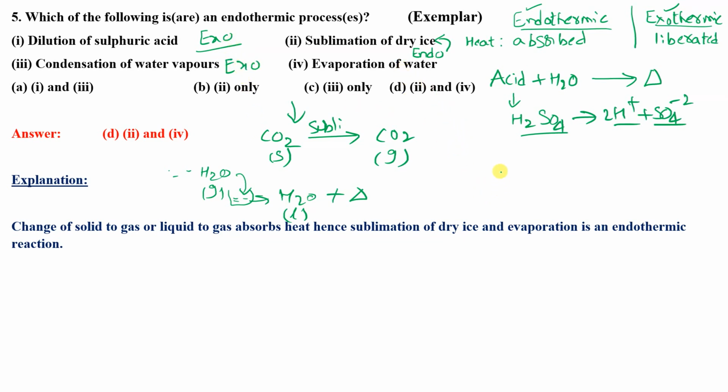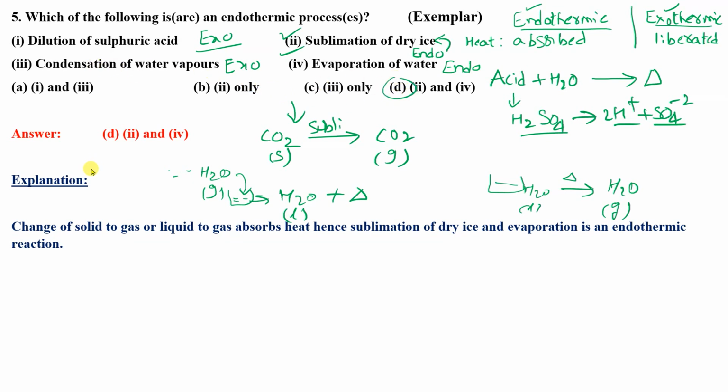Next, evaporation of water. It's the reverse of condensation. We have water in liquid state. We are heating this. It converts to H2O, but in gaseous state. That's evaporation of water. So that means we are heating this. It is endothermic. The question asks which are endothermic. So both 2 and 4 are endothermic.